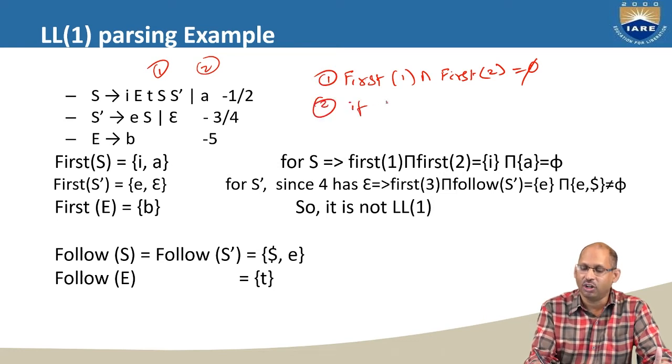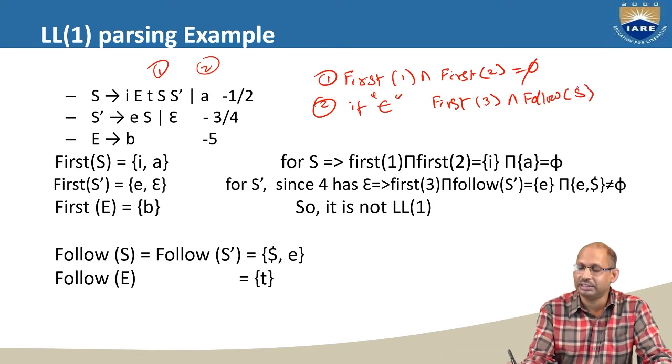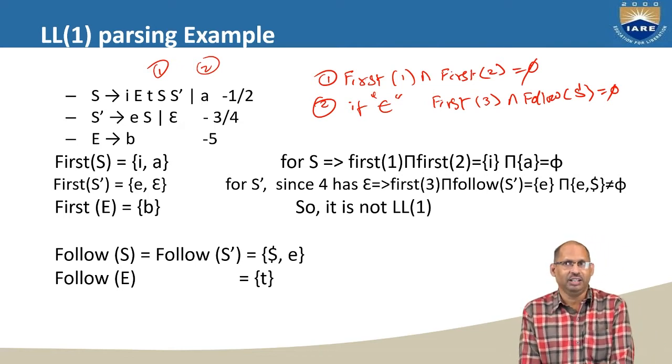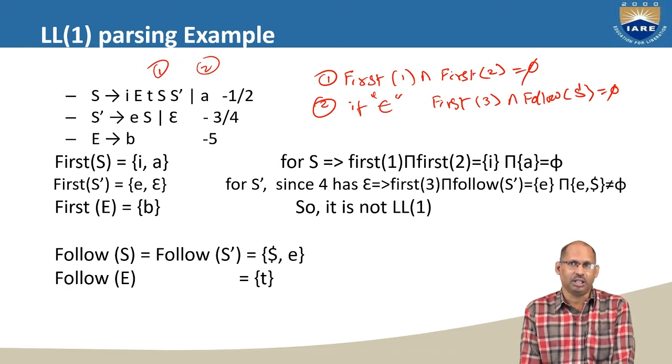If one of them is epsilon, then first of the third production intersection follow of the variable S dash should be phi. If both conditions are satisfied, then the grammar is considered an LL1 grammar.